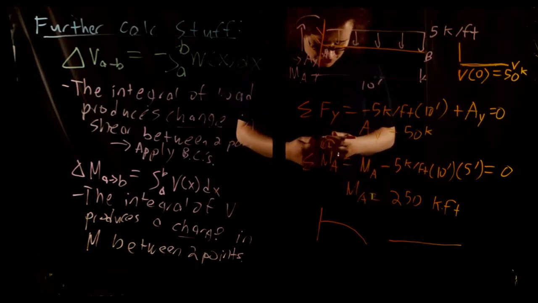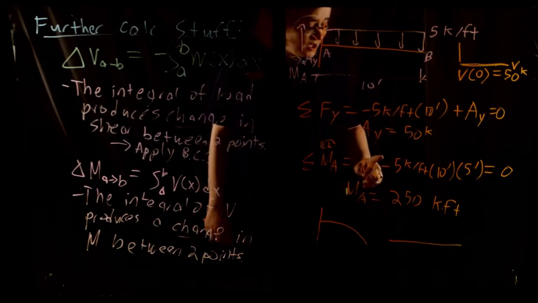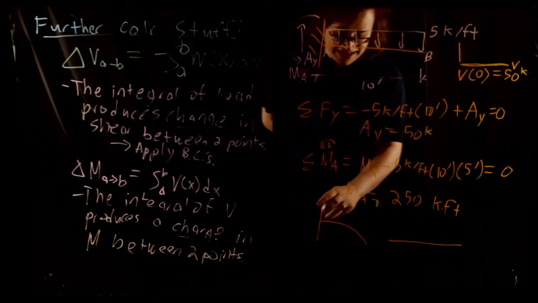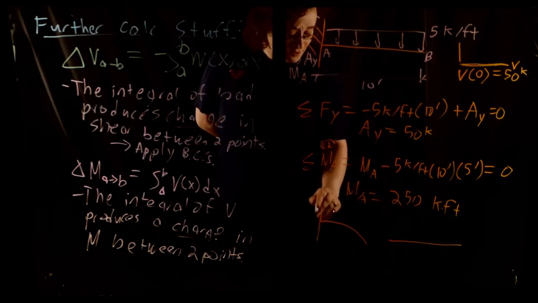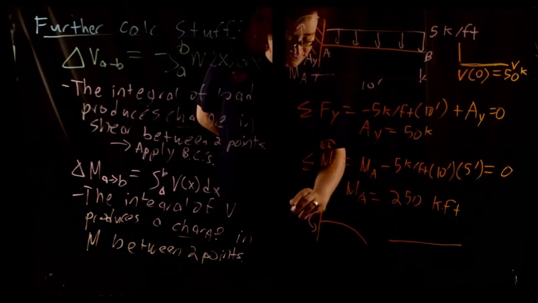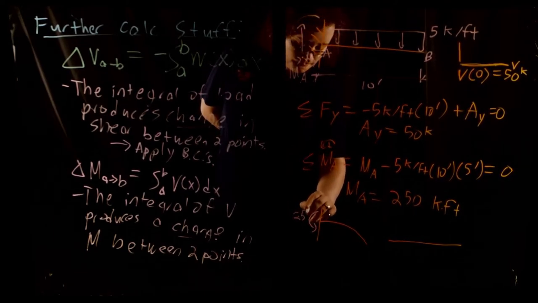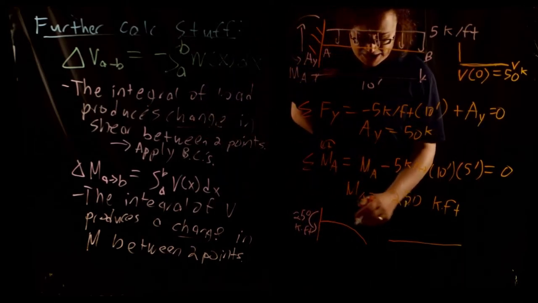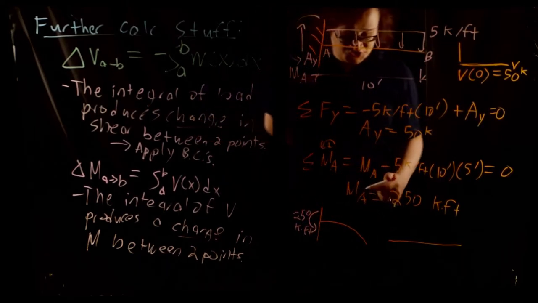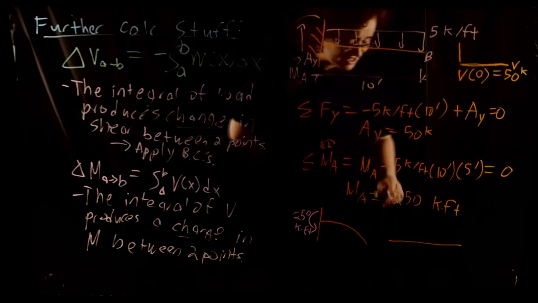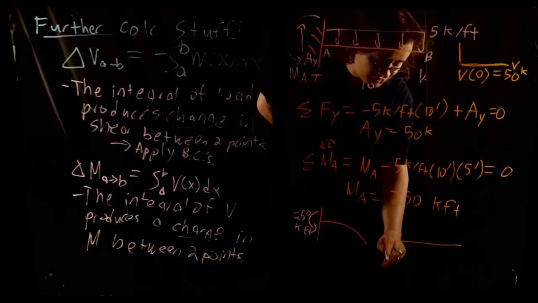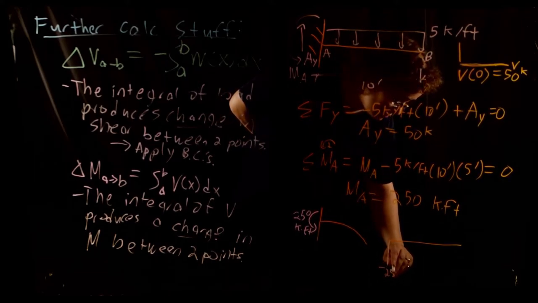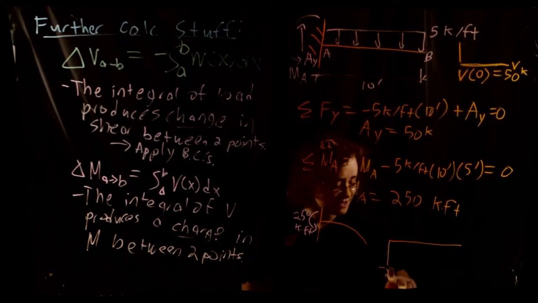But with moment, if you have a point force or a point moment, in other words, at this location, we're going to have a 250 kip foot point moment applied to the beam. And so while that is a positive moment externally, internally, in order to resist that moment, we are going to immediately drop down to negative 250. And that will in turn make the math work.